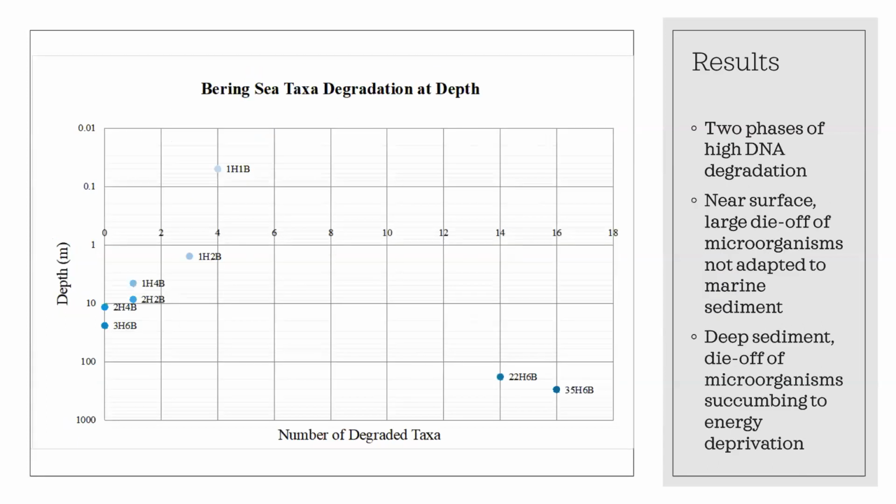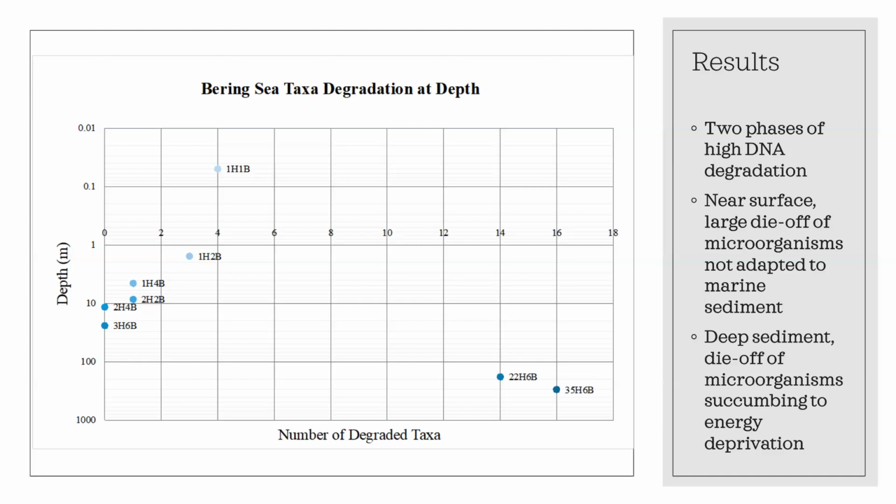This is a graph of our Bering Sea taxa degradation as depth increases. Again, on our y-axis, we have depth. The upper corner is the seafloor, and then depth increasing. The x-axis is a little different. It's the number of degraded taxa, not the overall number of taxa. Towards the seafloor, we have 4 taxa that are dying rapidly.